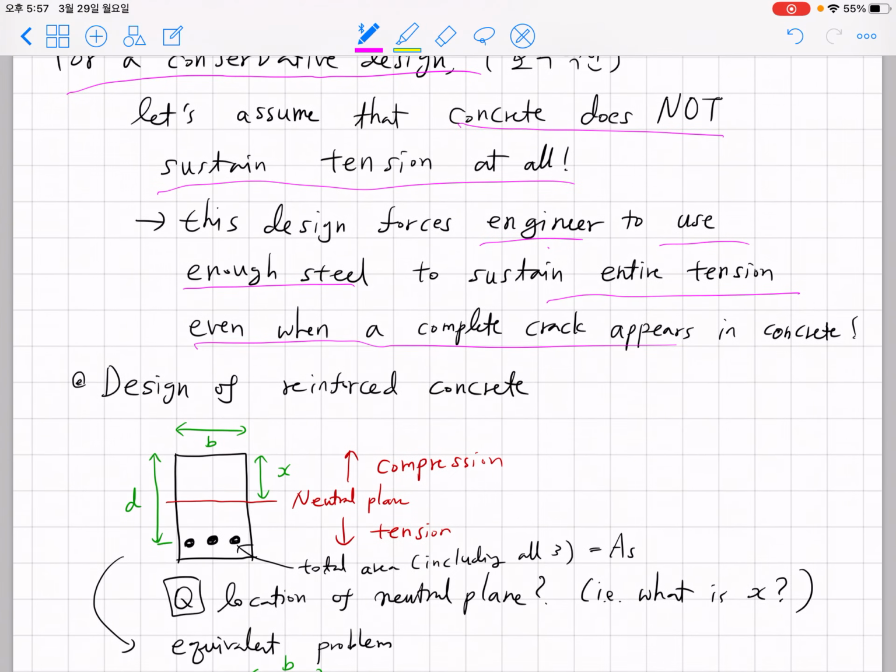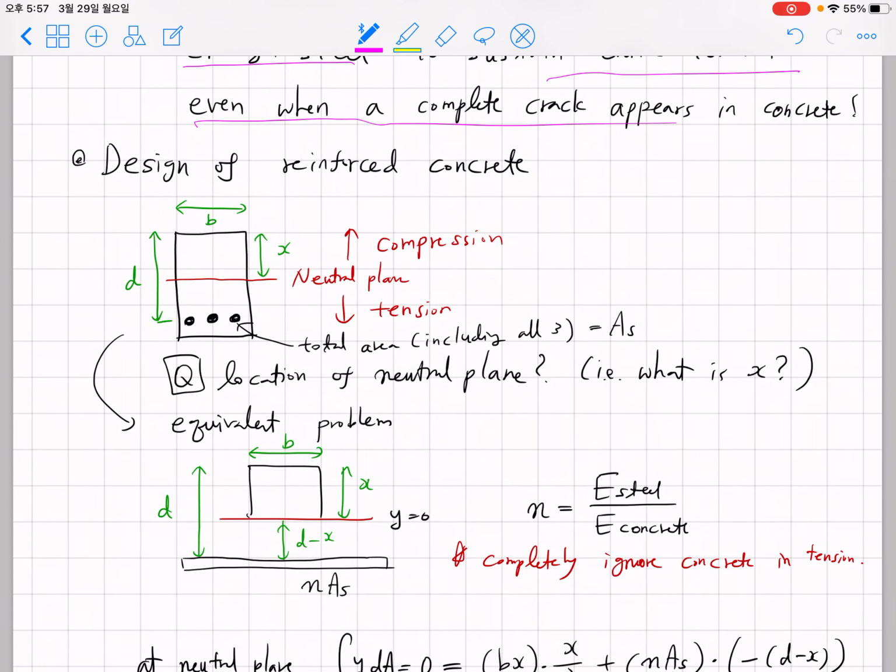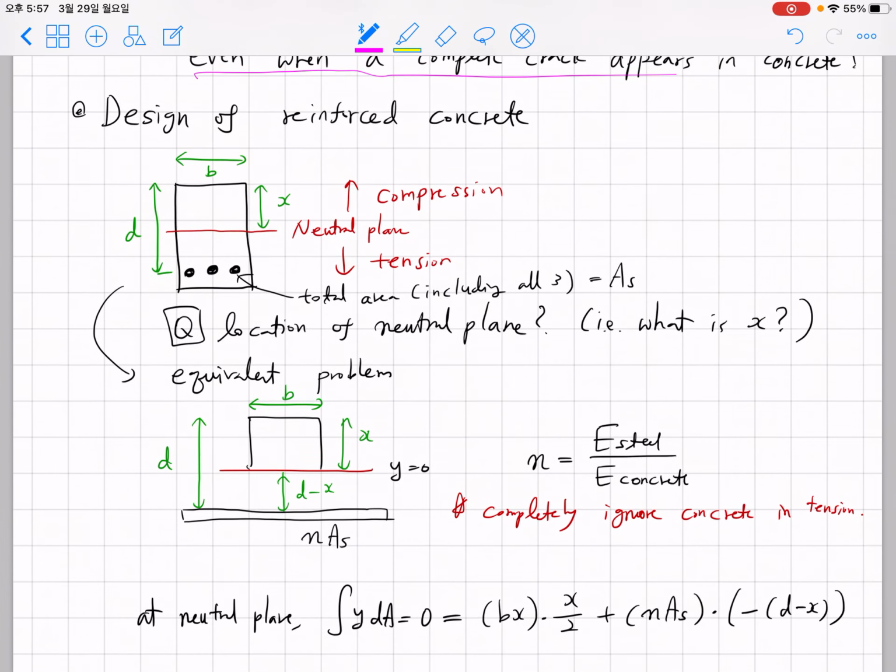So in our class ME231, I will consider the case when we design reinforced concrete. We'll completely ignore the tensile loading capability of concrete and rely 100% on the steel for tensile loading, and based on that we'll suggest a design guideline. So let's consider this example.